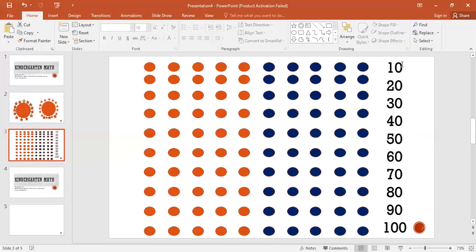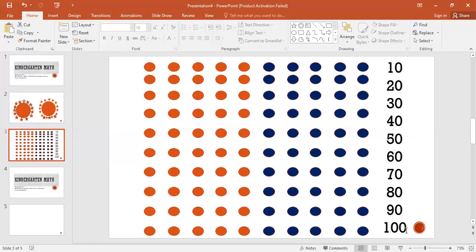Ready? Count with me. 10, 20, 30, 40, 50, 60, 70, 80, 90, 100. Okay, one more time, practice counting the regular way to 100. 10, 20, 30, 40, 50, 60, 70, 80, 90, 100.